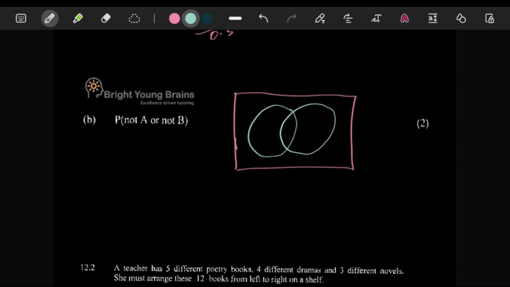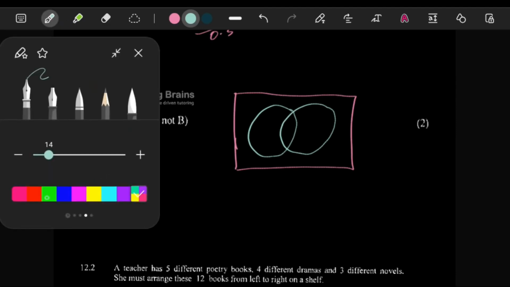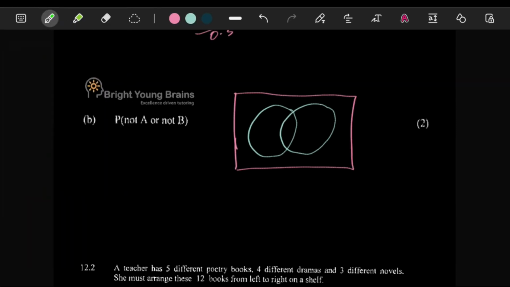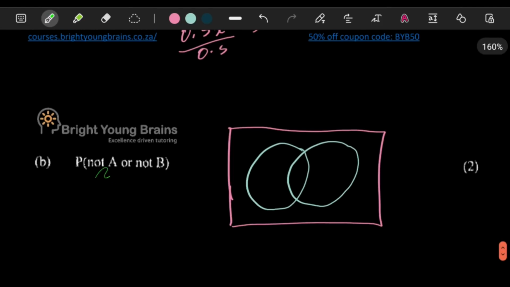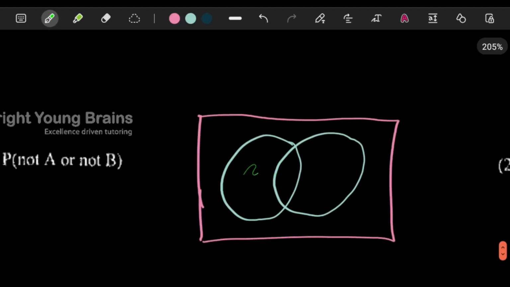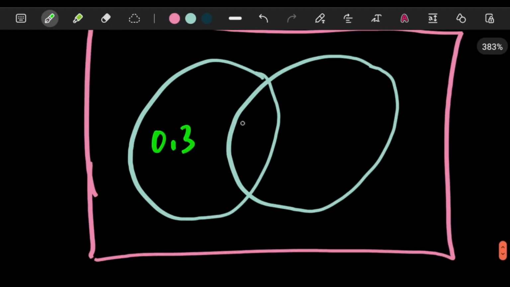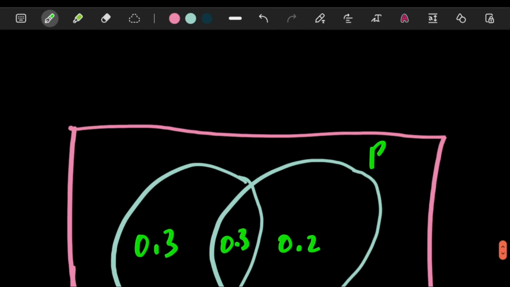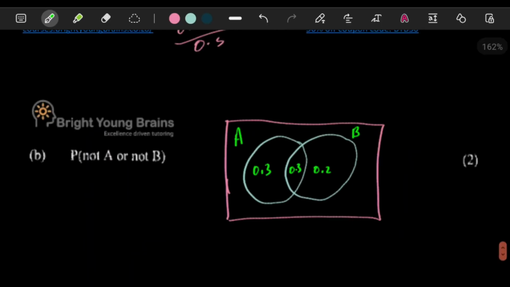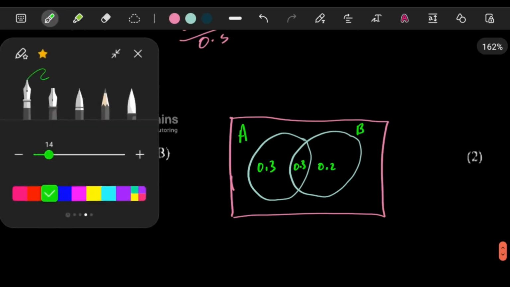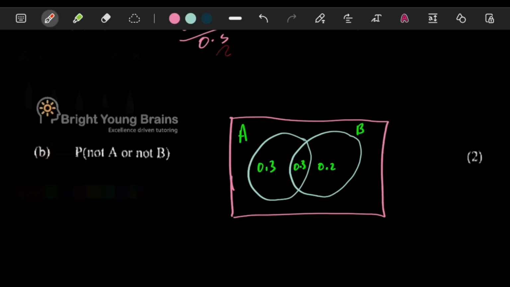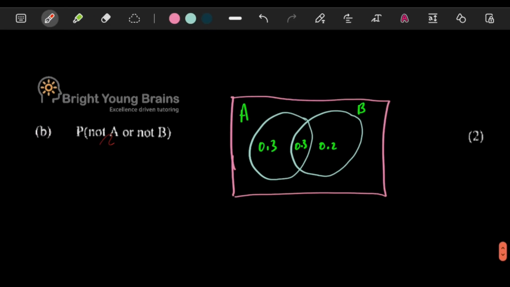Circle, circle. And then this is a circle. Okay, so the probability of not A or not B. Well, the probability of this thing, A alone, we got it to be 0.3. This was also like 0.3. This was 0.2. This was the probability of B. This was the probability of A. Now, with all this being done, they say the probability of not A or not B.